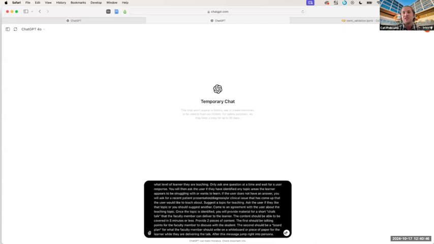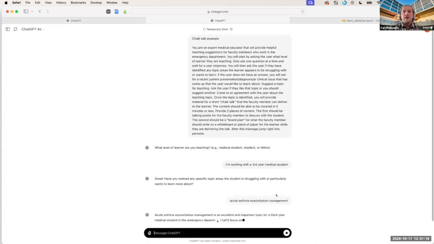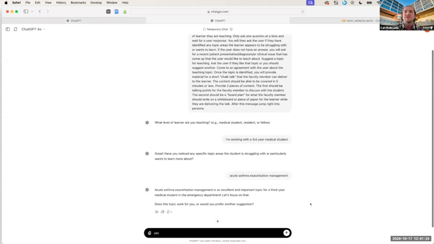So this is a prompt that I engineered for coming up with teaching suggestions. It'll ask you what level of learner you're teaching, and you can say, I'm working with a third year medical student. And it asks if there's any typical areas that they've been struggling with. And you can say acute asthma exacerbation. Great. Yes, that works.